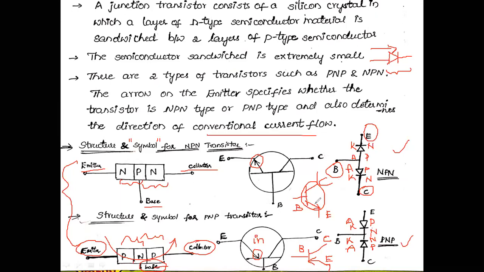Just I am going to give some clarification regarding the rotating of this transistor model. That's it. If the arrowhead is outwards, that transistor is an NPN type of transistor. If the arrow symbol, the conventional current flow, is inwards, that is a PNP type of transistor.